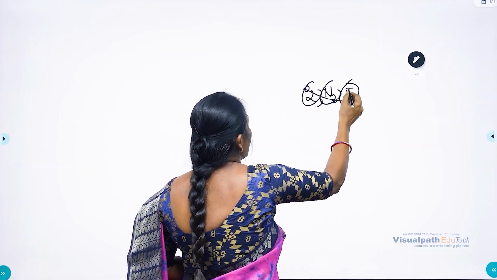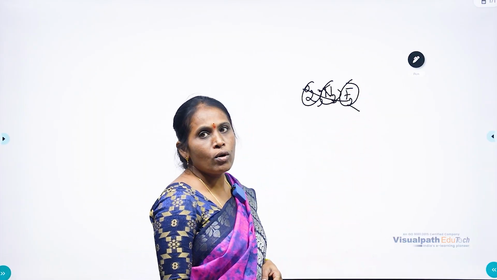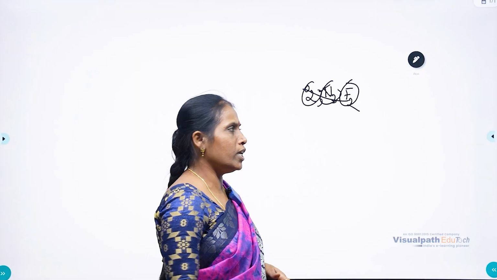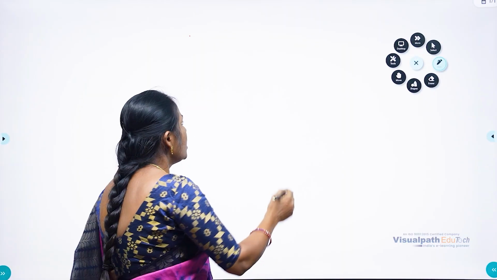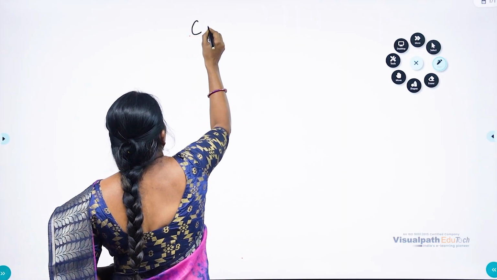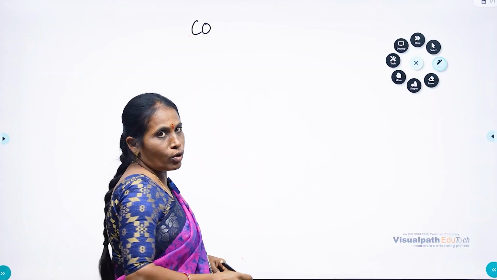That's why these are known as homonuclear diatomic molecules. Now we discuss the heteronuclear diatomic molecules. So, now we see the first example, CO, carbon monoxide.